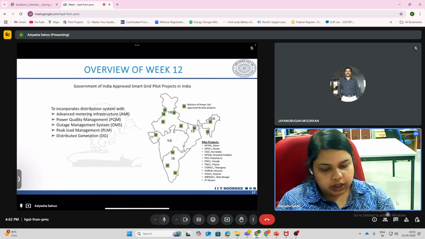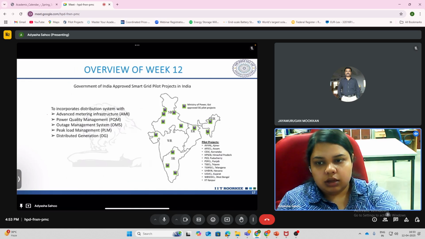So we have various government approved smart grid pilot projects that are coming up in India across various regions. So you can see around 12 pilot projects are being carried out by the Ministry of Power. So what changes are being done here is that the distribution systems are now being equipped with advanced metering infrastructure, that is your AMI.